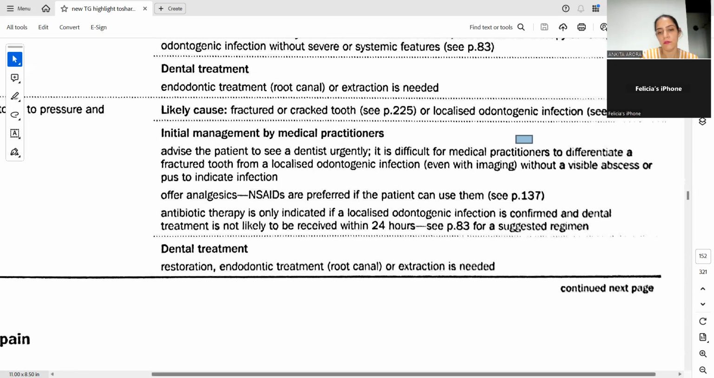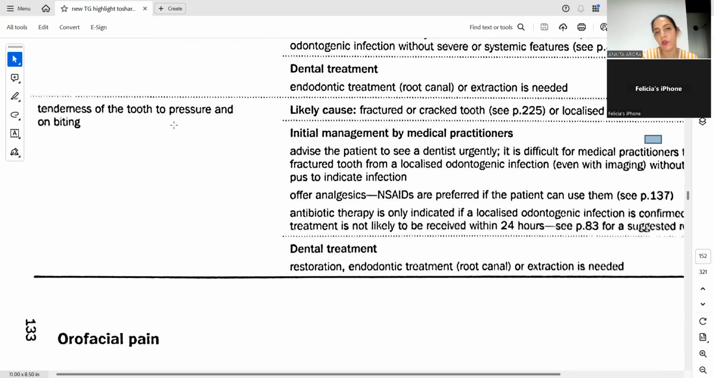Then we have dental treatment: restoration, endodontic treatment, root canal or extraction is needed. So in this, depending upon what kind of crack it is, whether it is a through and through crack, or only the upper crown portion is partly cracked, it can be managed with restoration, or with endodontic treatment, or versus if it's a vertical fracture of the tooth or the root, involving the root, then especially it will go for extraction. So we have some of these treatment options for fractured or cracked tooth.